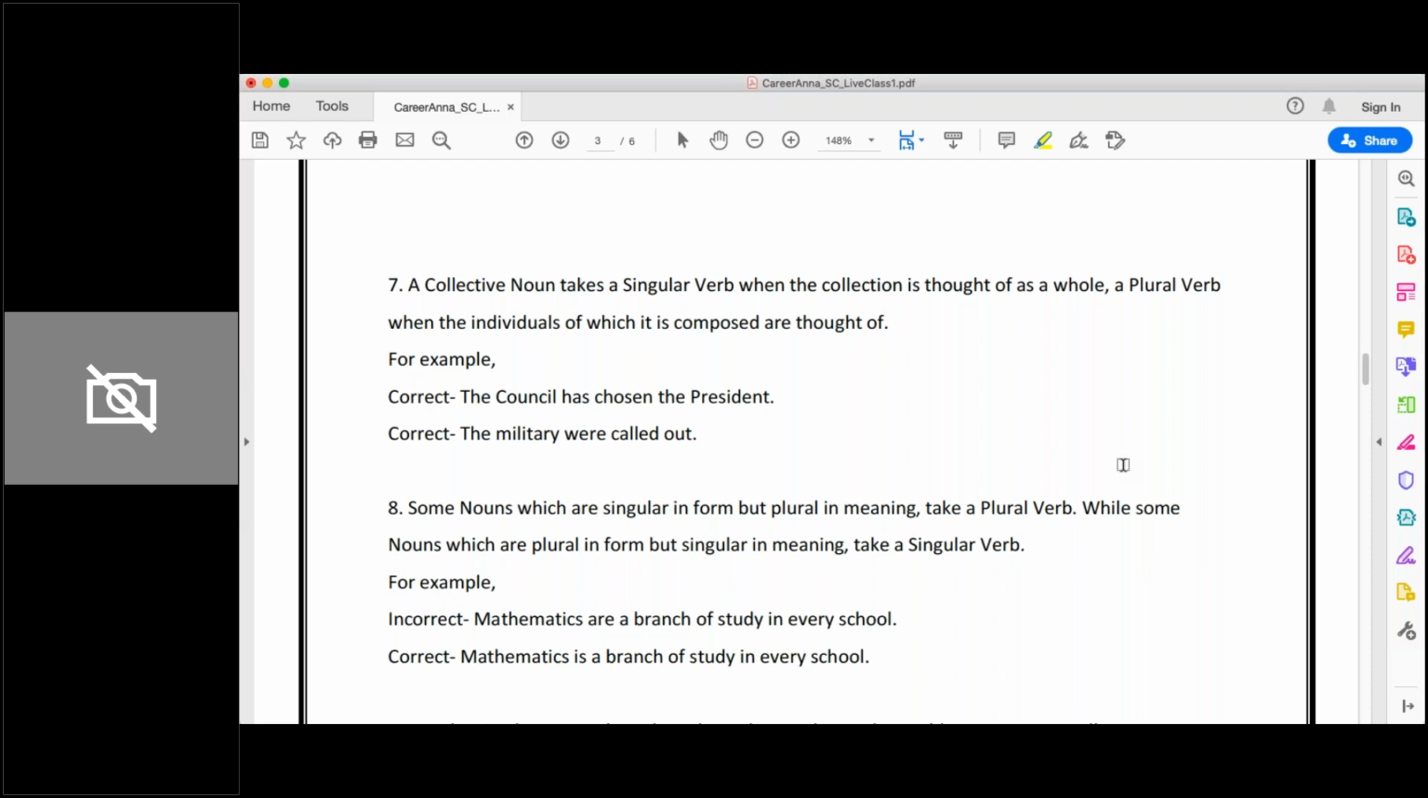Now, okay, let's start off with, can you tell me, is military a countable word or an uncountable word?